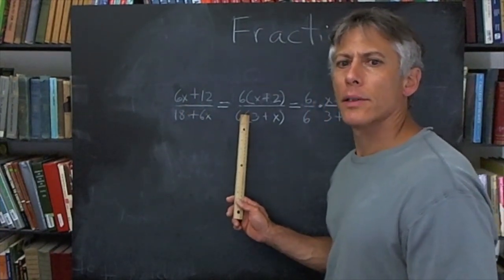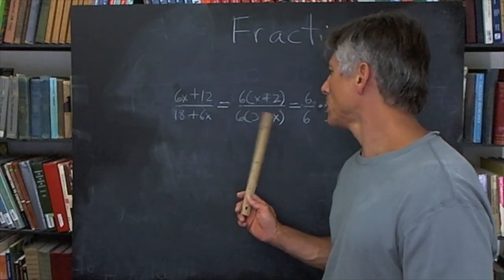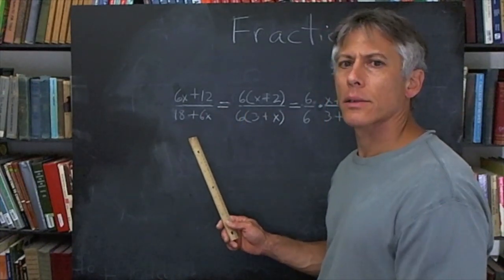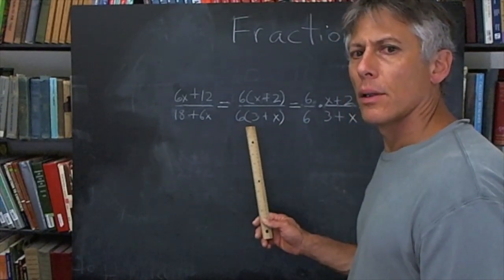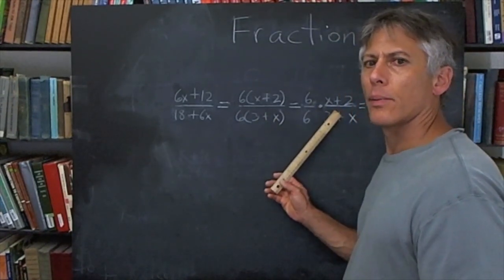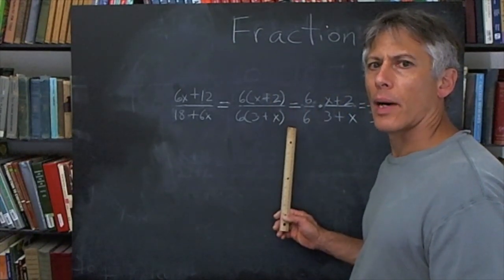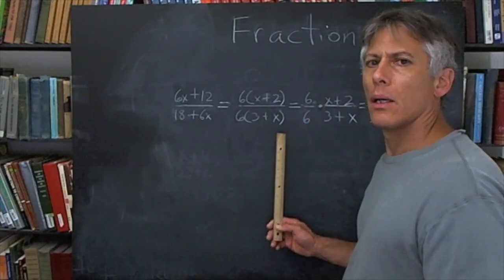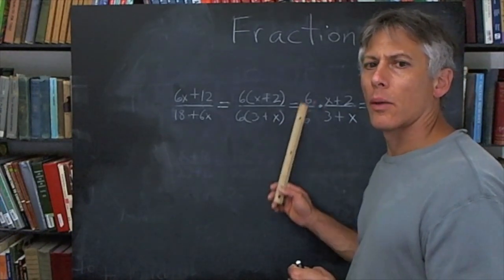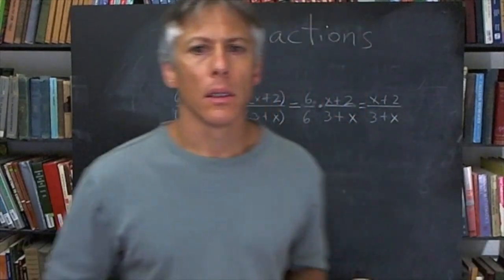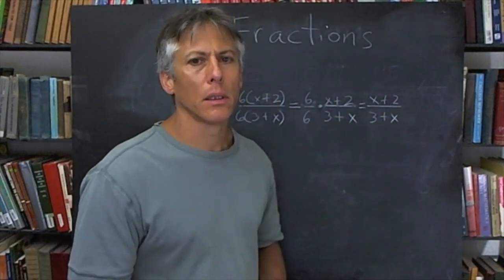Factor out a 6 on bottom also. 6 times 3 is 18. 6 times x is 6x. But notice, and remember from what we said earlier, we could have gotten this by multiplying two fractions together. Multiply the tops together, multiply the bottoms together. That's number 2 of the things we talked about. Number 1, a number divided by itself is 1. So we should end up with x plus 2 over 3 plus x.